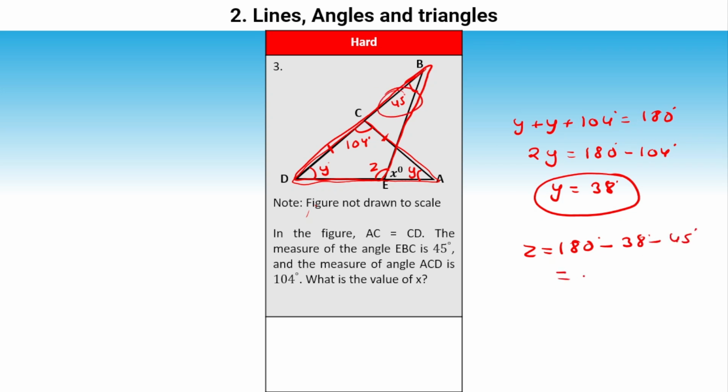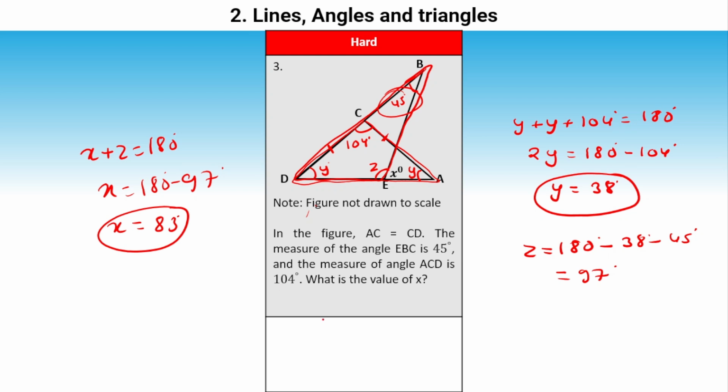So this will give you 97 degree. So we have z. Now what? Okay, let me do here. X plus z will be 180 degree. So x will be 180 degree minus z. Z is what? 97 degree. So our answer will be equal to 83 degree. So answer is 83. Simple.